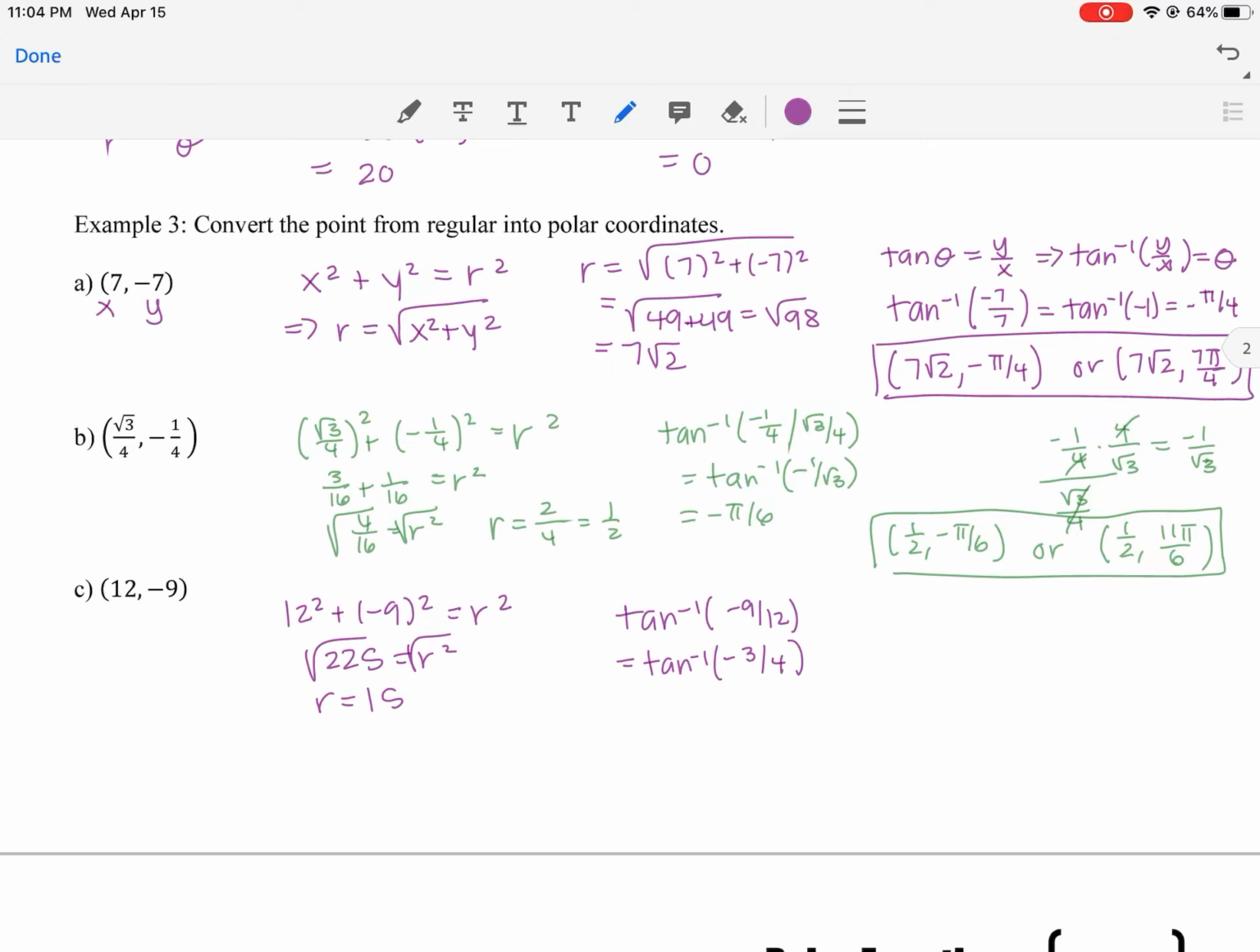Our theta here, though, be a little bit careful, right? If you think about plotting this originally, we are here in the fourth quadrant. And I'm sorry, all these end up being the fourth quadrant, but the same idea applies no matter what quadrant we're in. And when I do my tangent inverse, it will actually give you something here that is in that quadrant. So we can just leave it as is, as arctan of negative 3/4. Okay, so this one would be 15, arctan of negative 3/4.